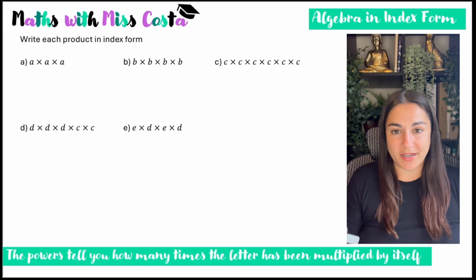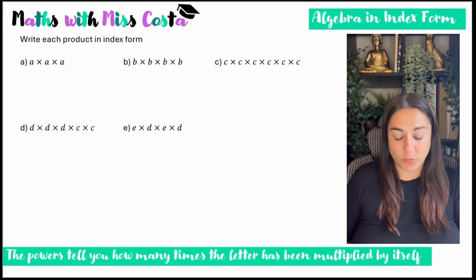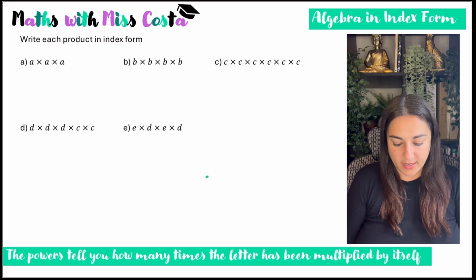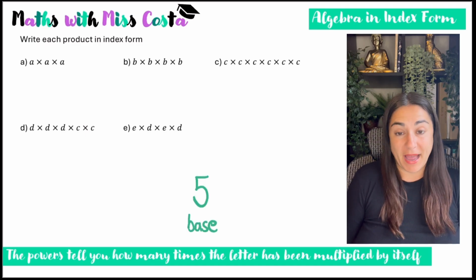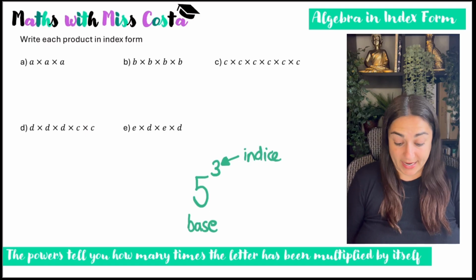Okay, so first of all, we're going to focus on writing algebra in index form. Now, all index form means is writing something like the big number, this is called the base, to the power of something. So 5 to the power of 3. This is writing it in index form, and this is the indice, or it's also known as the power.